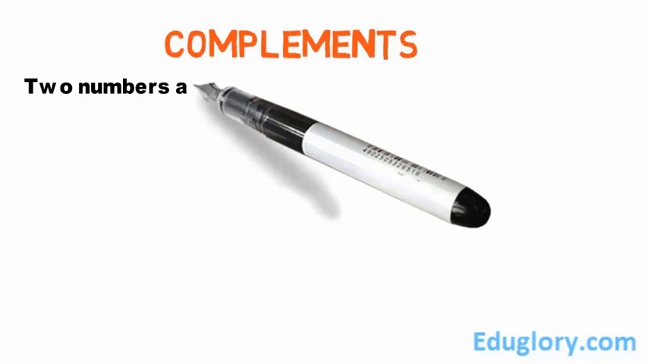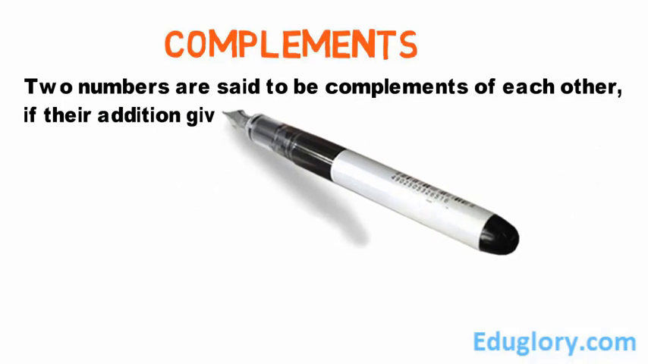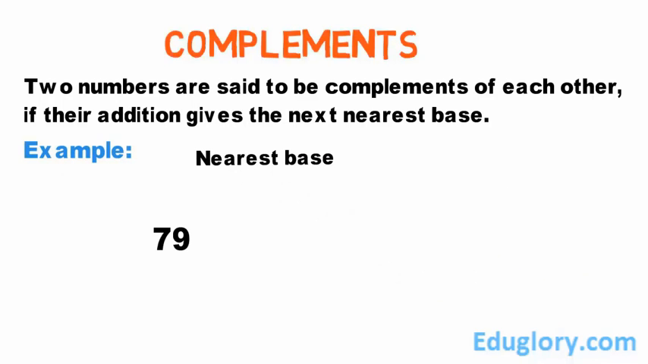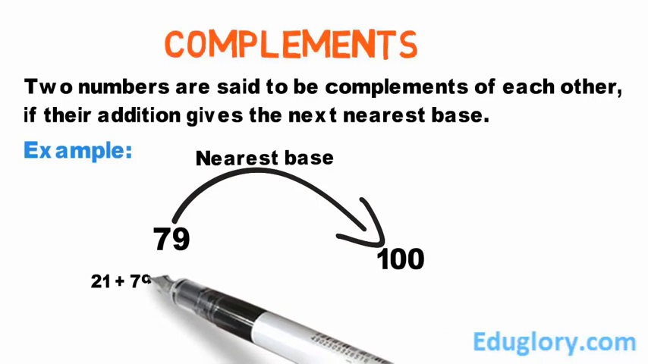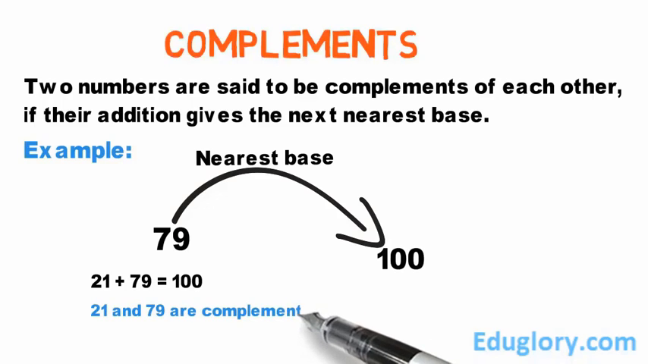Let's know what are complements. Two numbers are said to be complements of each other if their addition gives the next nearest base. For example, consider the number 79. The next nearest base of 79 is 100. By adding 21 to 79, we get 100. So, the numbers 21 and 79 are complements of each other.